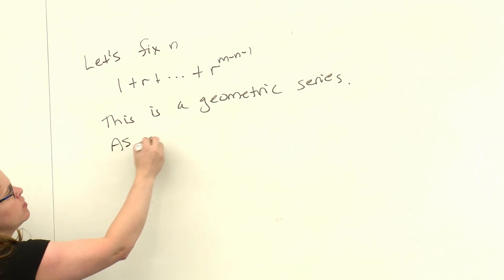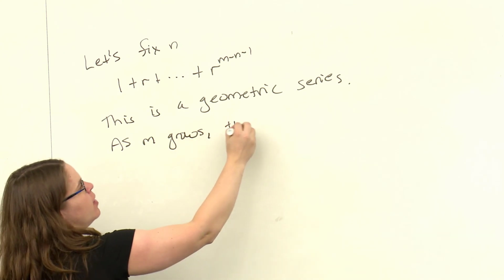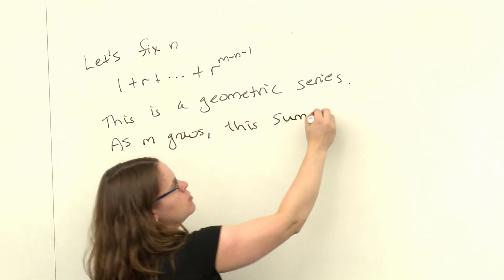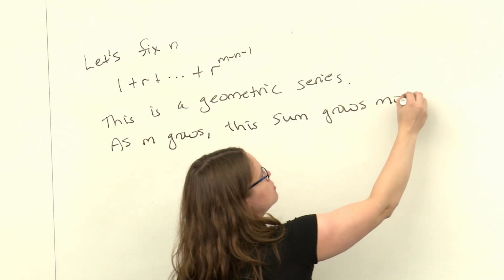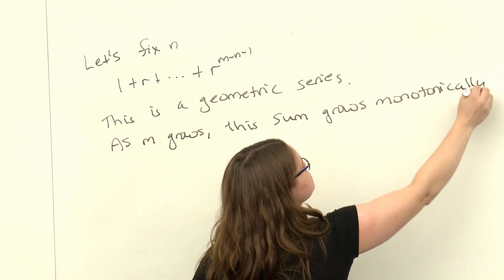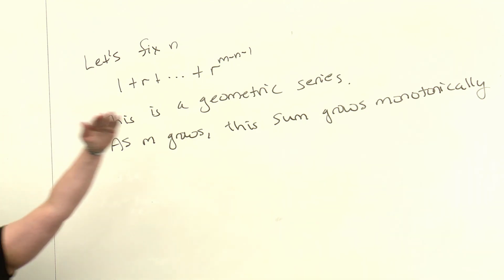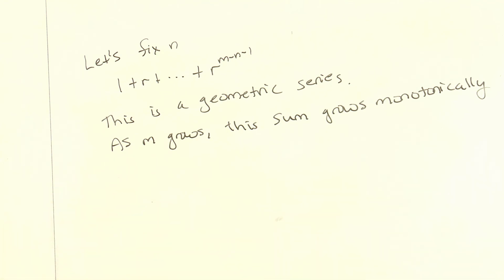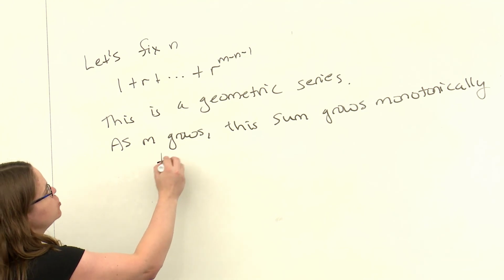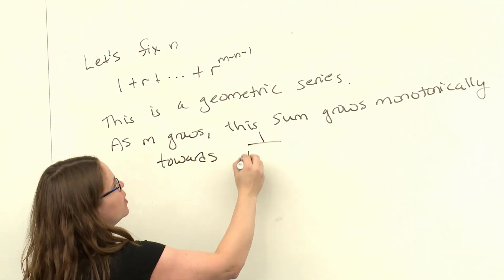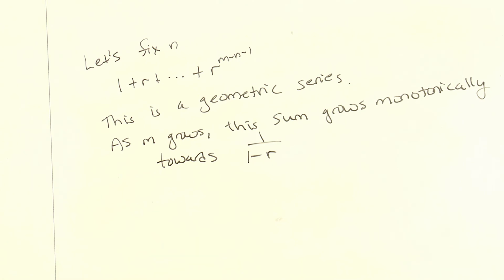So as m grows, this sum also grows monotonically. Right? And so it grows monotonically and hits its limit, and the limit as m goes to infinity. What's the limit of this thing? You remember? 1 over 1 minus r. So it grows monotonically towards 1 over 1 minus r. Right? So since it's growing towards that, any fixed term is less than the limit.